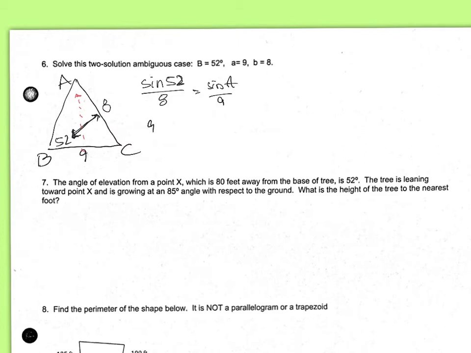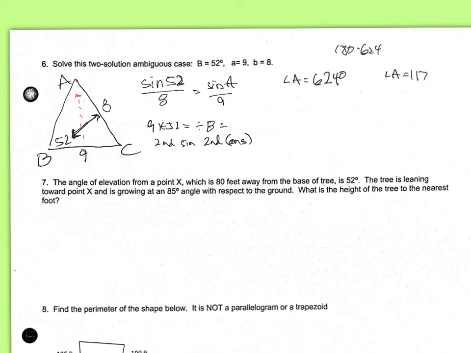So we're going to go 9 times sine 52 in the calculator. Enter. Divided by 8. Enter. Second sine, second answer. And so you get, we're going to have two cases. So I'm going to do angle A here. Angle A is 62.4 degrees. Now you know that's like a hinge. So you got to do 180 minus 62.4 to find the other choice for angle A. And then the other choice is 117.6 degrees.